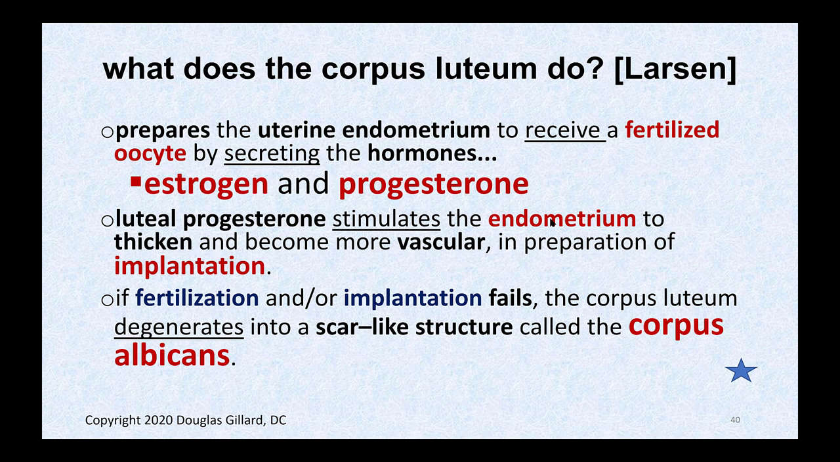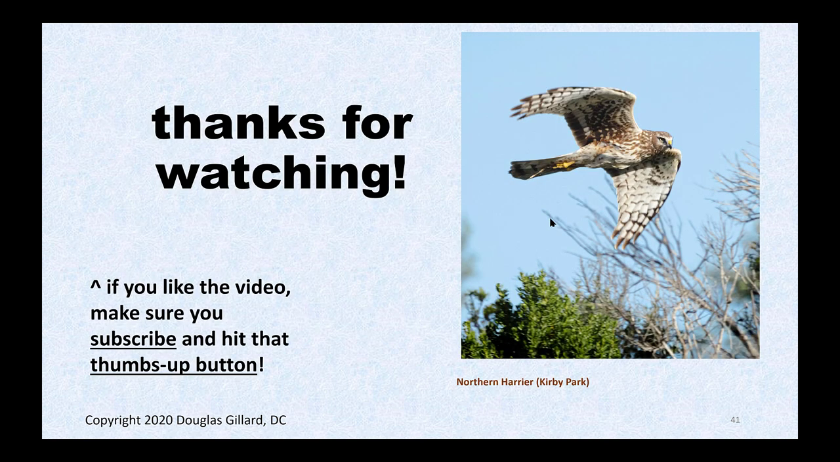So make note cards of these words. What's corpus albicans? It's a dead corpus luteum, or that's where it came from. Where did the corpus luteum come from? That kind of came from the dead graafian follicle. See how that works? All right, well, that's enough. This was a complex topic, but it is board favorite stuff, so you've got to know that stuff.